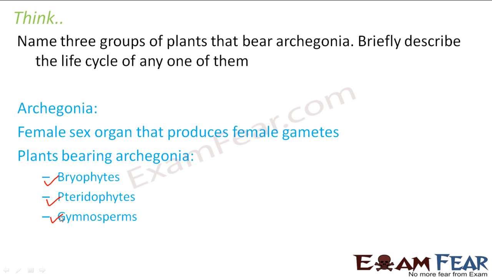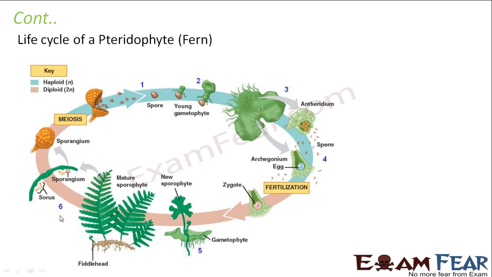Now, if we want to describe the life cycle of any one of them, it is again the same thing. Let us suppose we describe the life cycle of a pteridophyte like fern. So this is how the life cycle would be. The mature sporophyte is the dominant phase.